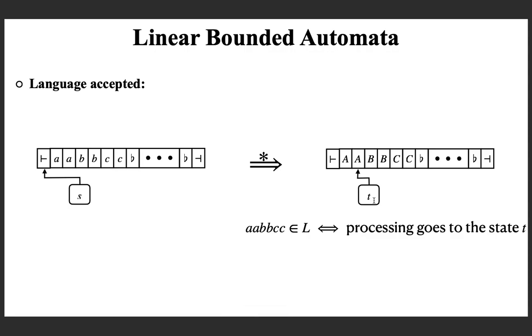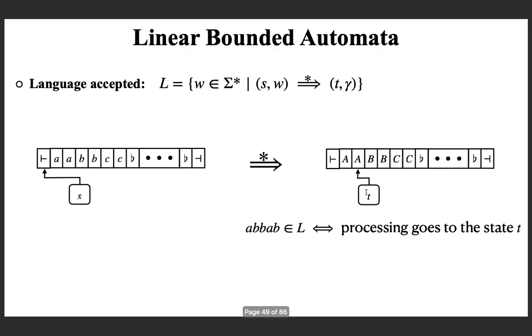In the other case, when it gets into R, it is rejected. So formally, the language is the set of all input strings W such that the processing of W from the start state gets into the accept state, and it doesn't matter what gamma is, the content of the tape. In this case, left-hand marker, capital A square, capital B square, capital C square, then blank symbols followed by the right-hand marker is gamma. It doesn't matter what gamma is, if it gets into the accept state, the string is accepted or in the language.